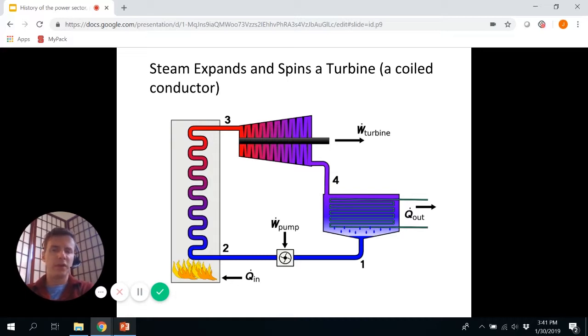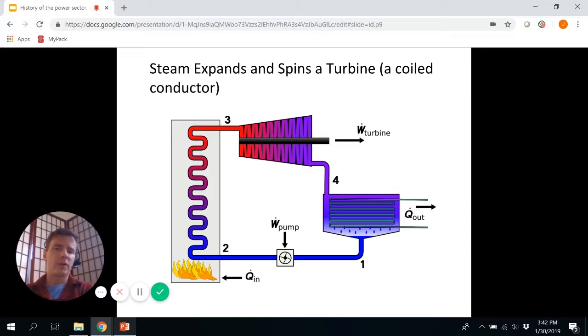So that source of heat is used to boil the liquid, so to turn the liquid into a gas. And at step number 3 here, that gas, or the steam, is allowed to expand. And as the steam expands, it does work. It spins a turbine.